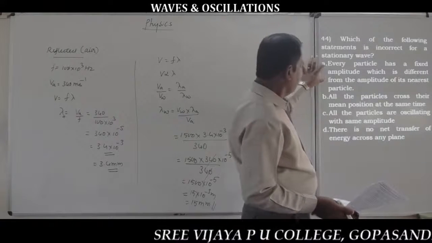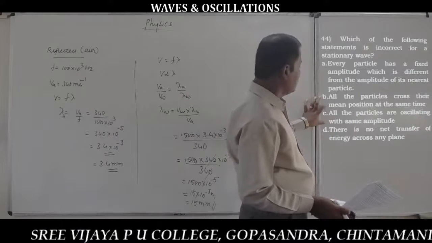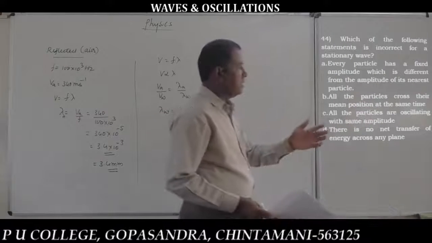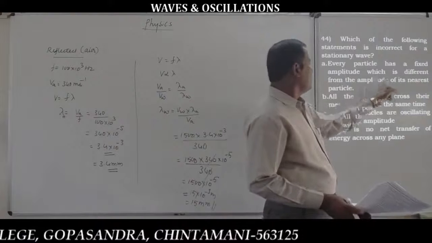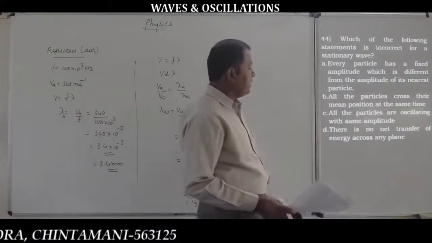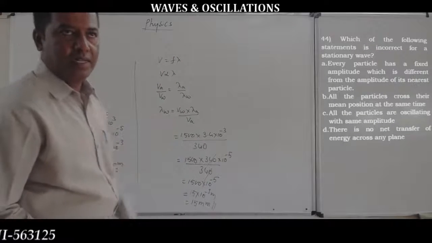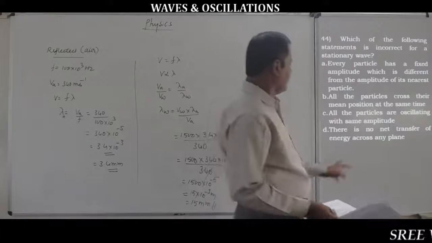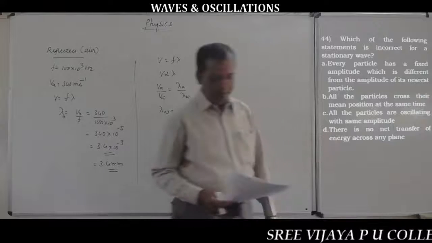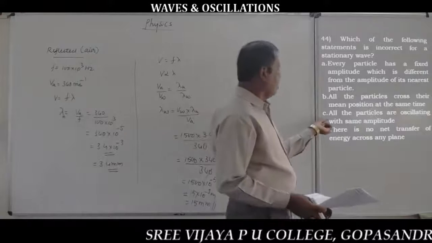The first statement is true, the second statement is true, but the third statement says that all the particles are oscillating with the same amplitude. But amplitude varies from one particle to another particle. That is, every particle has a fixed amplitude which is different from the amplitude of its nearest particle. Option C is the false statement. D: There is no net transfer of energy across any plane, because stationary waves won't transfer energy in any direction. Therefore, the incorrect option is C, that is, all the particles are oscillating with the same amplitude.